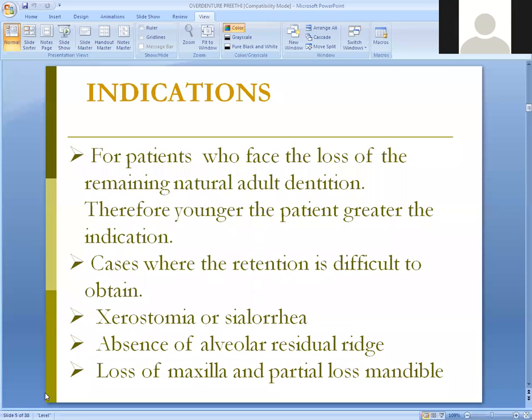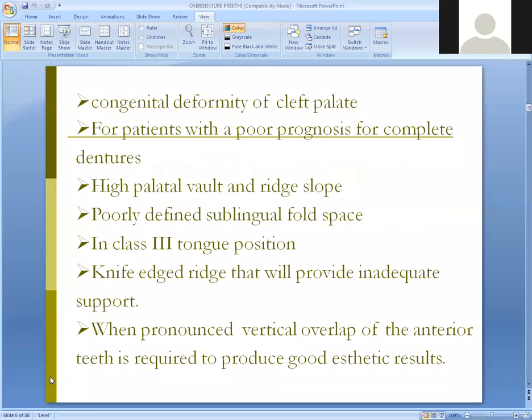Xerostomia or sialorrhea. In case of xerostomia, there is a problem with retention and the patient may face the problem of a burning sensation. In that case, the tooth supported overdenture is a very good option. Again, when there is absence of the alveolar residual ridge, there is a problem with retention. In that case, we can give the overdenture.